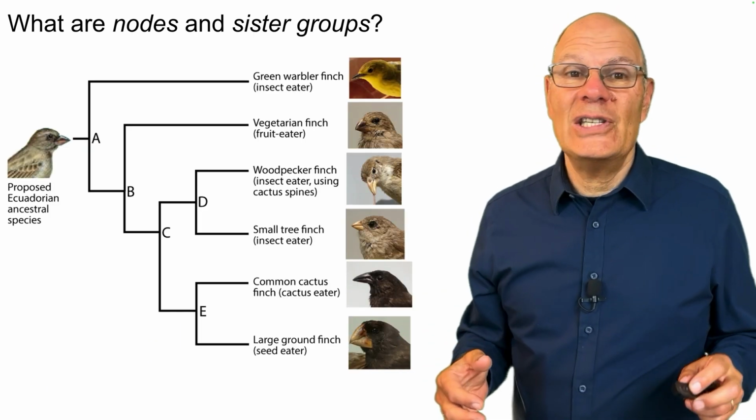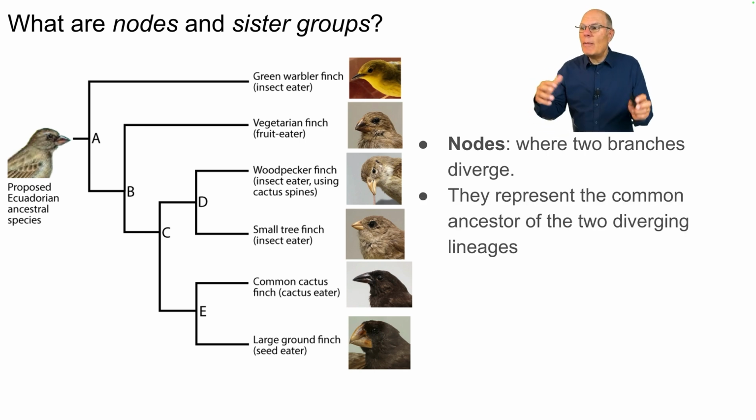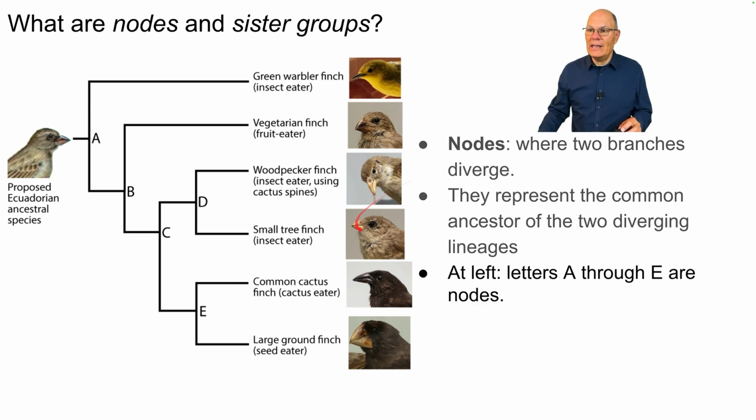What are nodes and sister groups? A node is where 2 branches in a phylogenetic tree diverge, and nodes represent the common ancestor of the 2 diverging lineages. So at left, letters A through E, those are all nodes. Nodes, common ancestor. So over here, there was a common ancestor that led to the divergence between this clade over here and this species over here, the green warbler finch, which is not part of the clade. That includes all of these organisms that have a common ancestor at B.